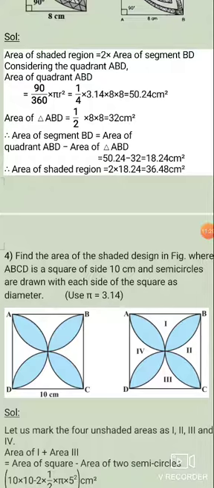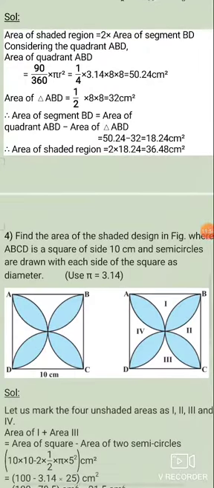Now area of 1 plus area of 3 is equal to area of that square minus area of 2 semicircles. Okay, so area of square is what? 10 into 10 minus semicircle area. So area of circle is what? Pi r square. If it is a semicircle, what? Half of pi into r square. So what? Area of semicircle.